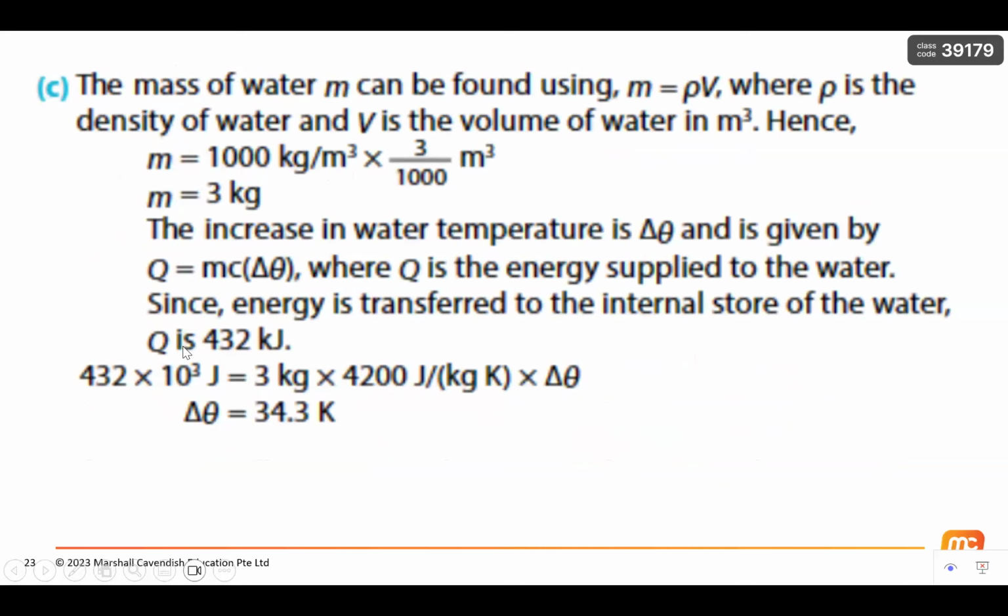So the amount of heat energy supplied to the water is the amount of heat energy supplied to the heating element, which is 432 kilojoules, calculated in part B. So I'm going to sub everything in. Q equals mc theta. Okay, so my Q is 432 times 10 to the power 3 joules equals the mass times C, 4200, times the change in temperature. So the change in temperature is actually 34.3 degrees Celsius or 34.3 Kelvin.